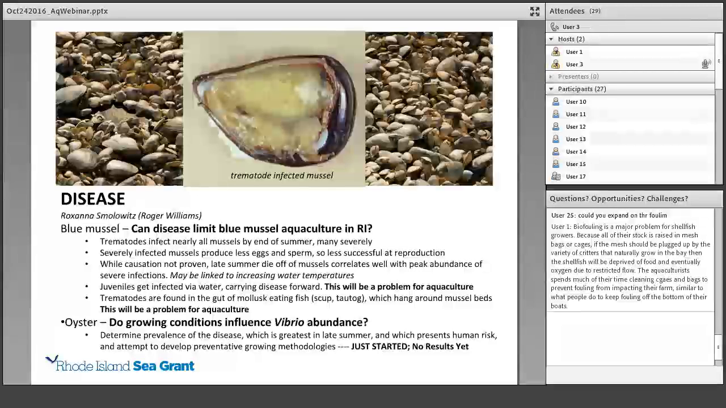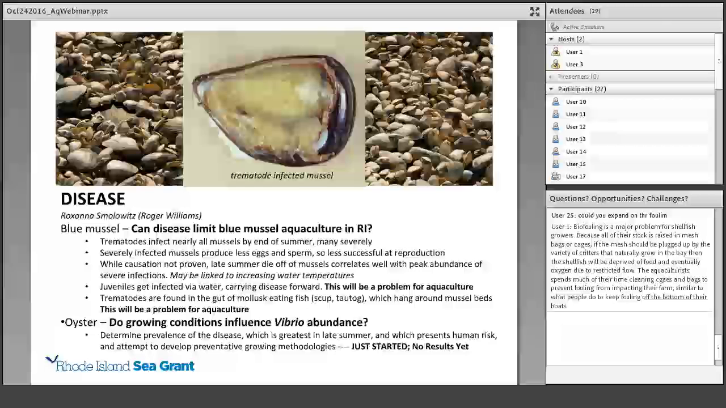A couple of things she has found that point to some potential problems for aquaculture is that the juveniles get infected while they're in the water column because the trematodes are free swimming in the water. Those then carry the disease forward so that the adults will have that with them as they grow. The other thing she's found is that the trematodes are very common in the guts of mollusk-eating fishes like scup and tautog, which then, of course, hang around the mussel beds and the oyster or mussel farms, which again could be problematic.